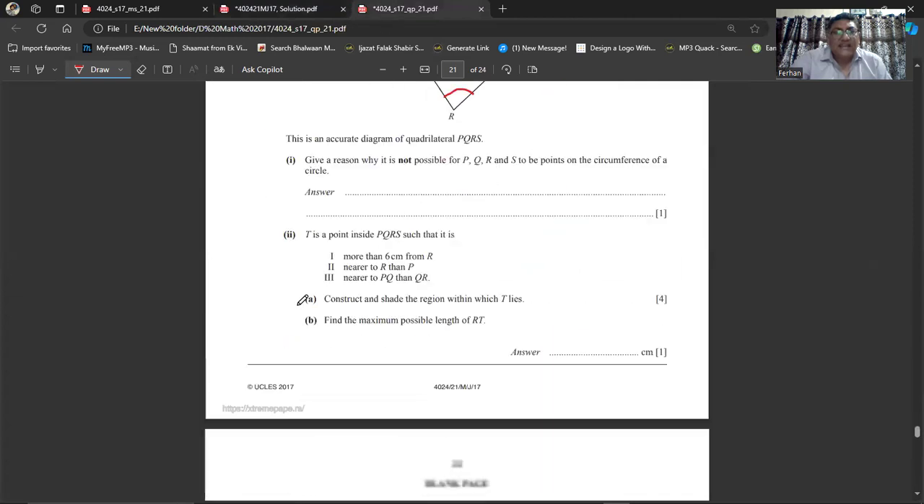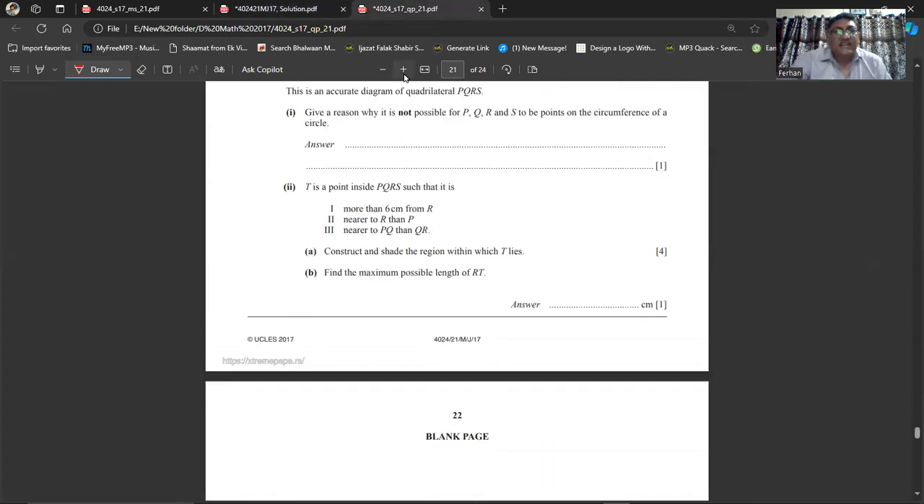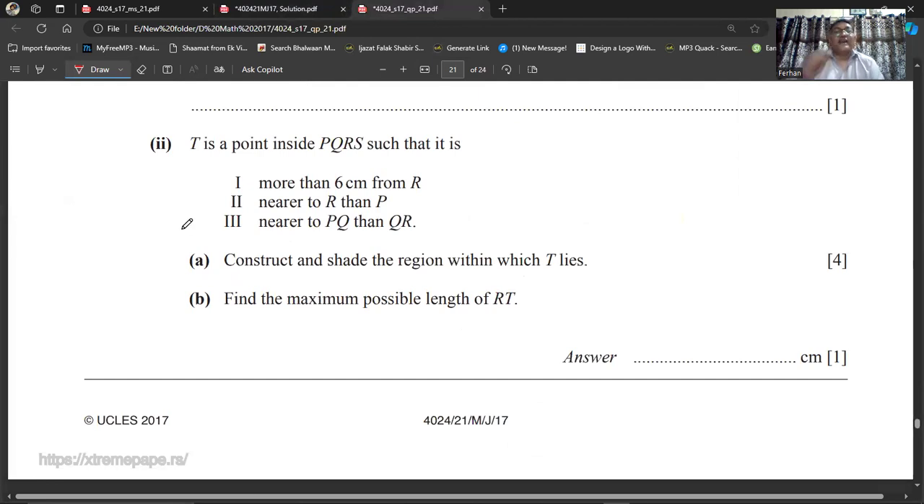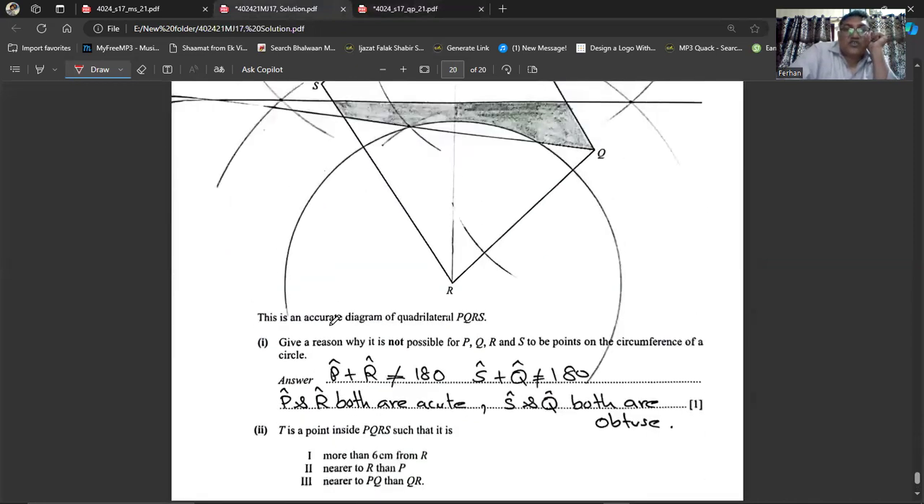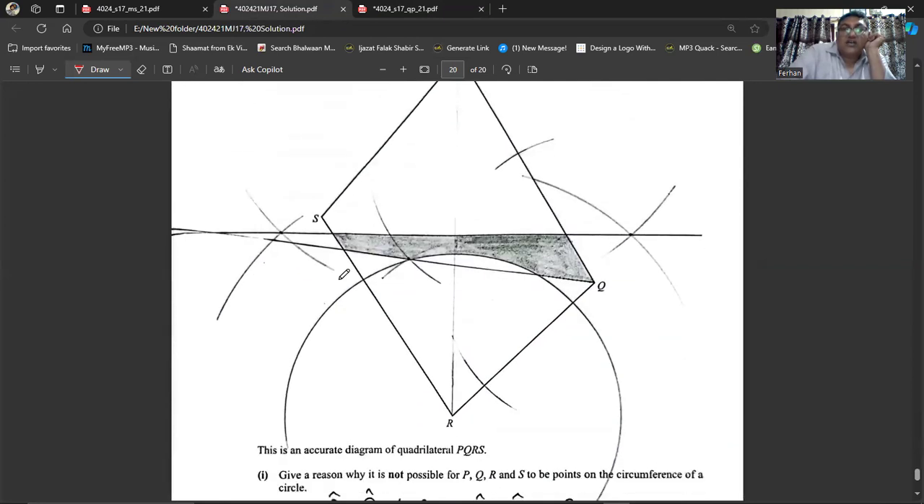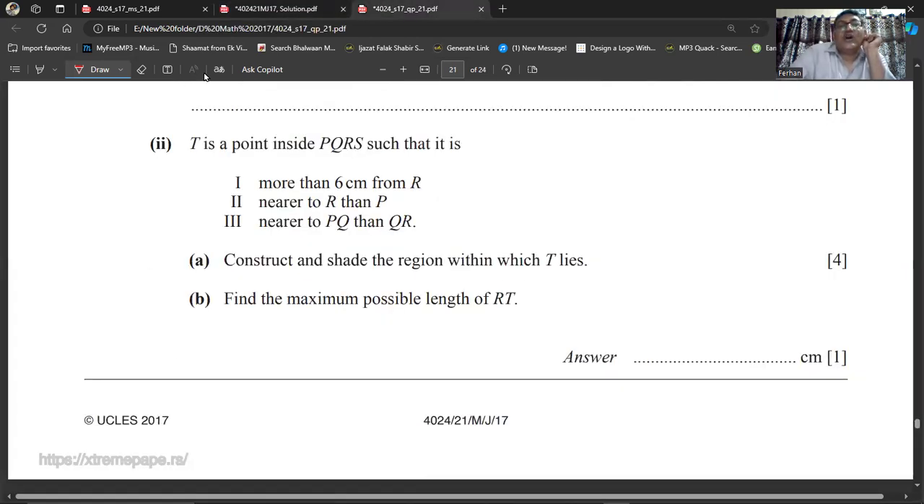Okay. Then they ask us a question. He says T is a point inside the PQRS such that the first locus they are going to tell us is more than 6 centimeter from R. If you have a distance from a point, you always draw a circle. So I will open my compass 6 centimeter and draw a circle of 6 centimeter on R. You can see I have drawn this circle of 6 centimeter on R. Then he says nearer to R than P. This means the perpendicular bisector of RP.